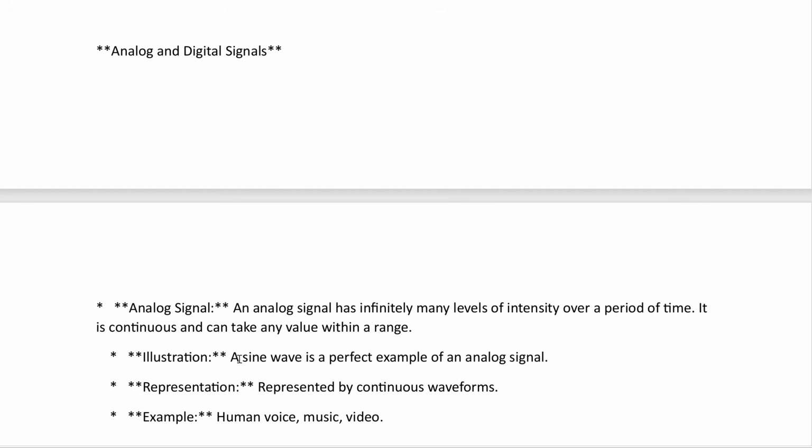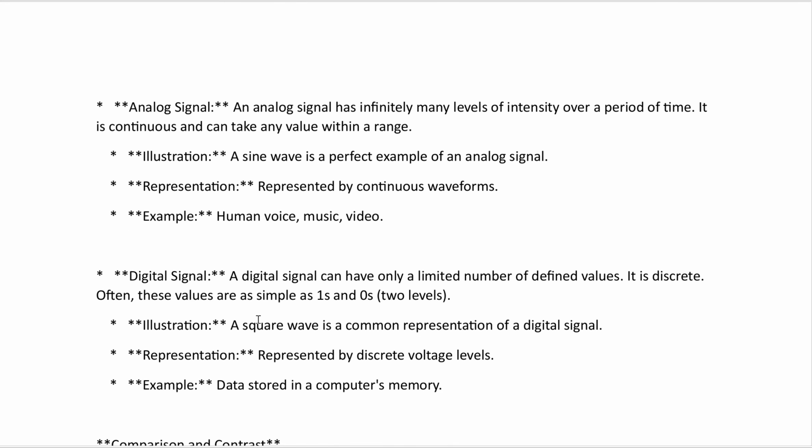So, the answer is analog and digital signals. An analog signal has infinitely many levels of intensity over a period of time. It is continuous. An analog signal is a continuous signal and can take any value within a range. A sine wave is a perfect example of an analog signal. An analog signal is represented by continuous waveforms. Examples of analog signals are human voice, music, and video.